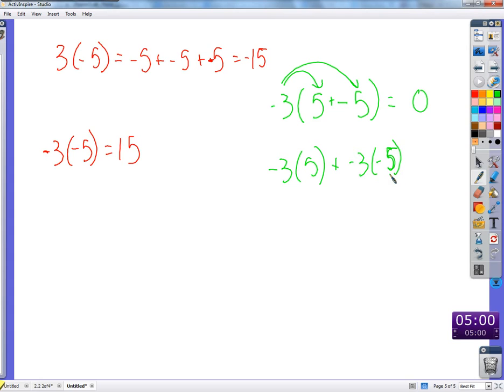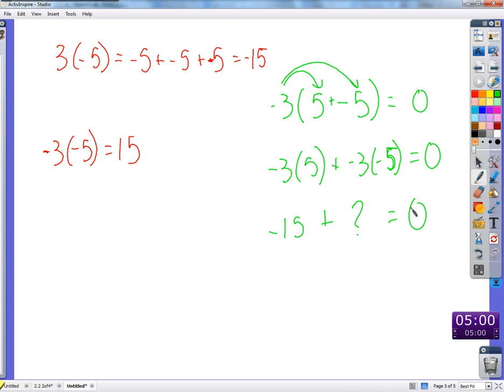Well, this is just a different way to write this. What is this equal to? It's equal to 0. We know that from the beginning. Well, we already talked about this. What would negative 3 times positive 5 be? Negative 15. I'll just write it. Negative 15, plus something we don't quite know for sure yet. We're still proving this. Plus something has to be 0.